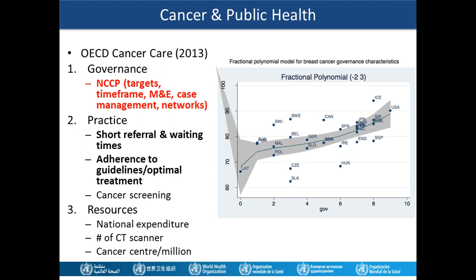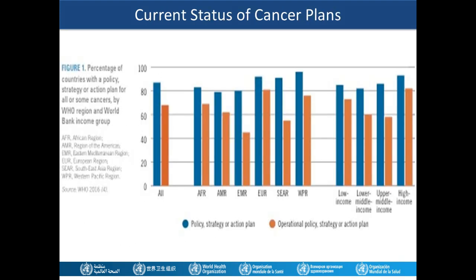And when they tried to identify what were the variables, they found that the presence of a strong national cancer control plan was in fact one of the strongest predictors of whether or not a country had successful breast cancer outcomes. So the data are now clear to say cancer control plans must be a priority in all countries in all settings.